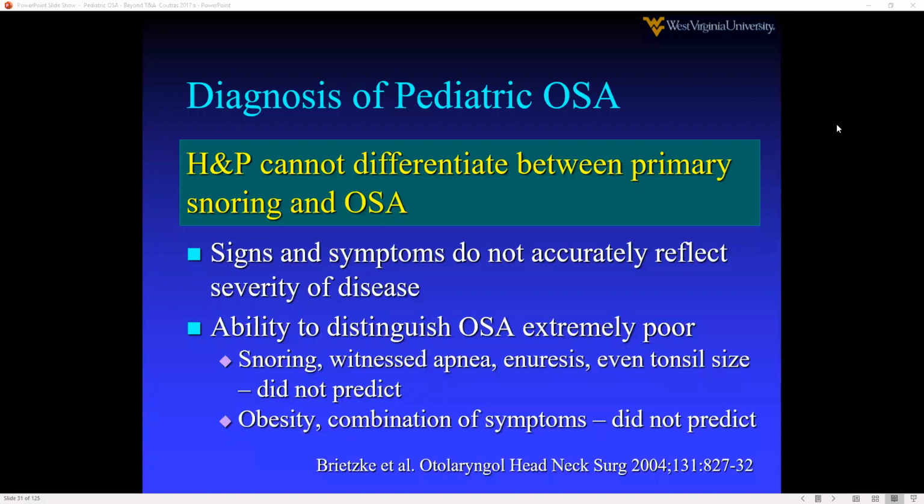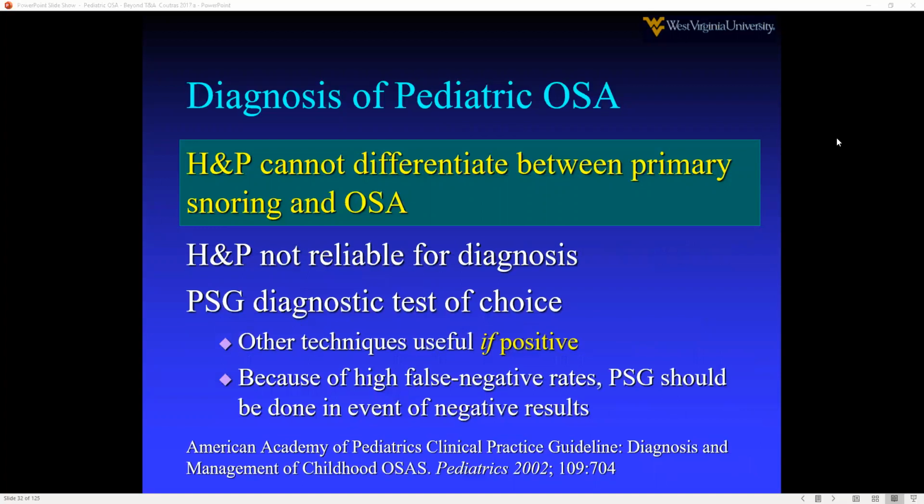So, history and physical cannot differentiate between snoring and obstructive sleep apnea. Signs and symptoms don't reflect severity of disease. I think you're hearing that enough times by now. And then the ability to distinguish it by history is extremely poor. Studies have shown this. And you can't really predict which kid is going to have obstructive sleep apnea. So if they have signs, symptoms suggesting it, then a sleep study is indicated.